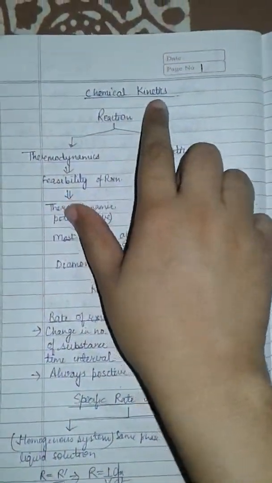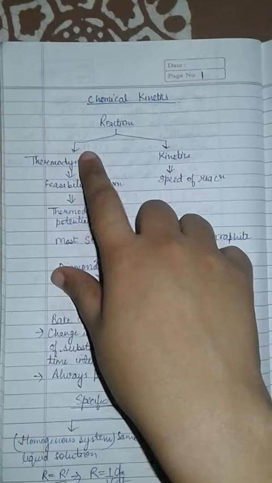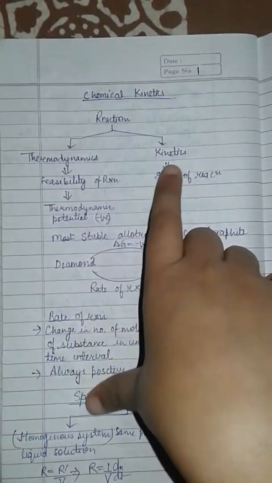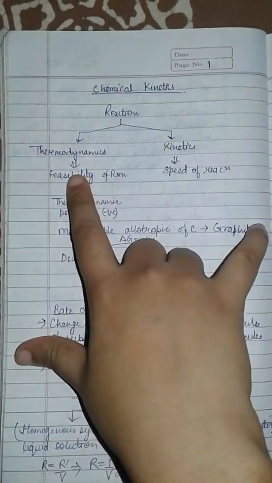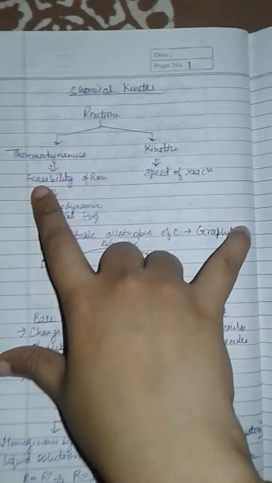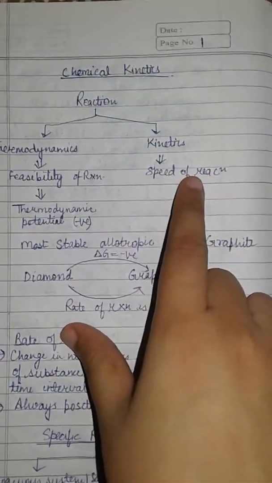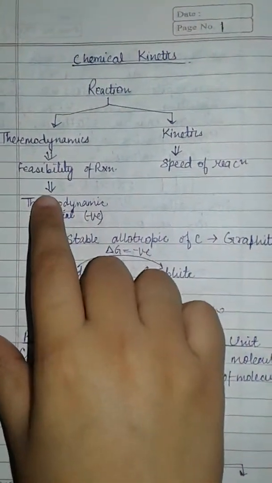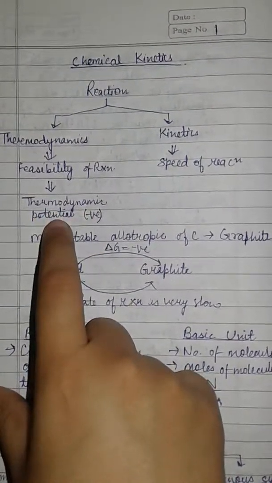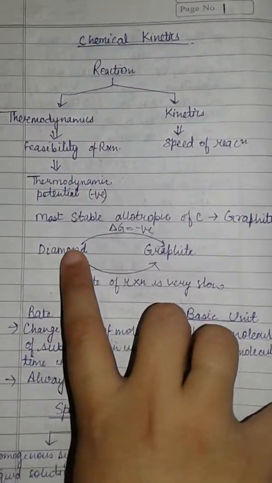Now we'll study chemical kinetics. The reaction can follow the thermodynamics or the kinetics. The thermodynamics tells the feasibility of reaction and kinetics tells the speed of reaction. Feasibility of reaction depends on thermodynamic potential, which is negative.